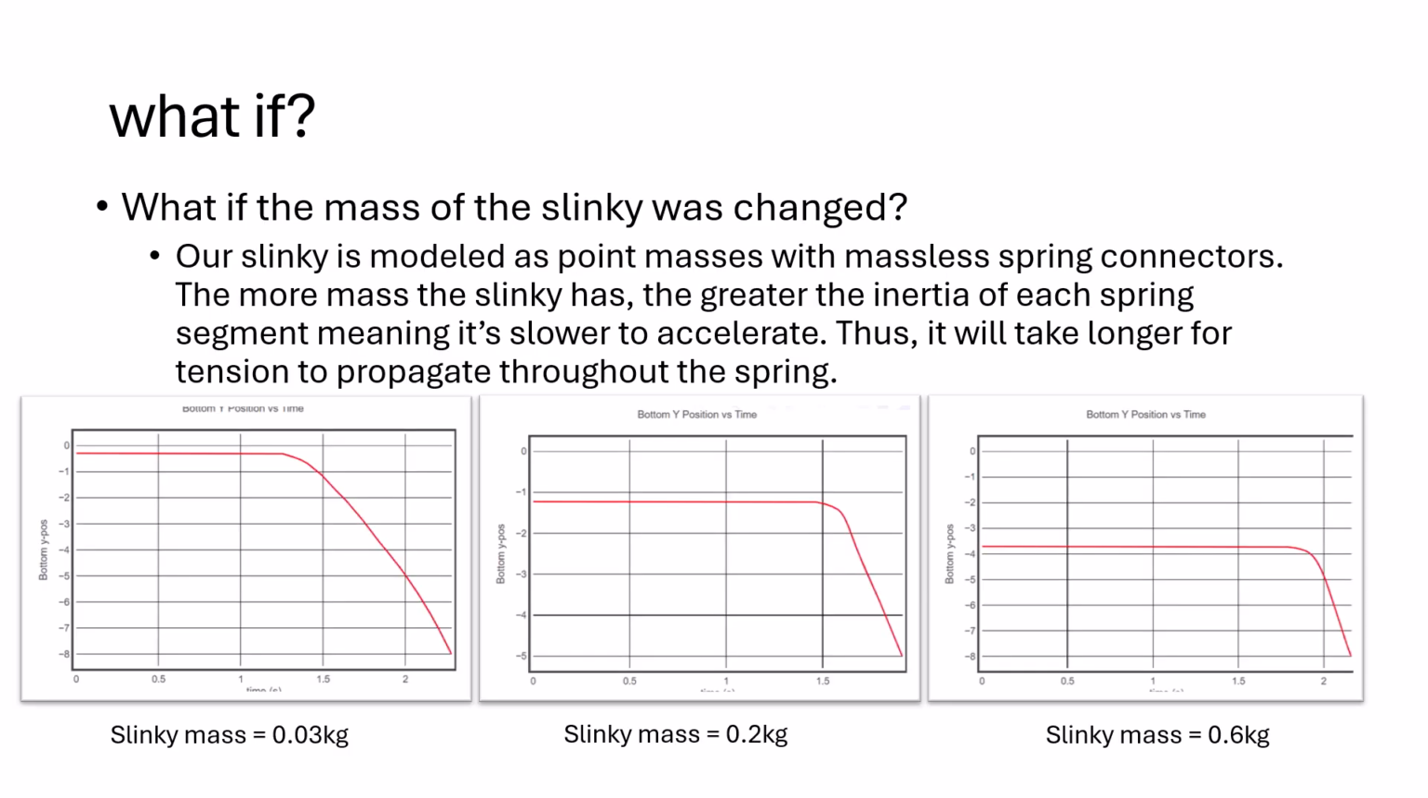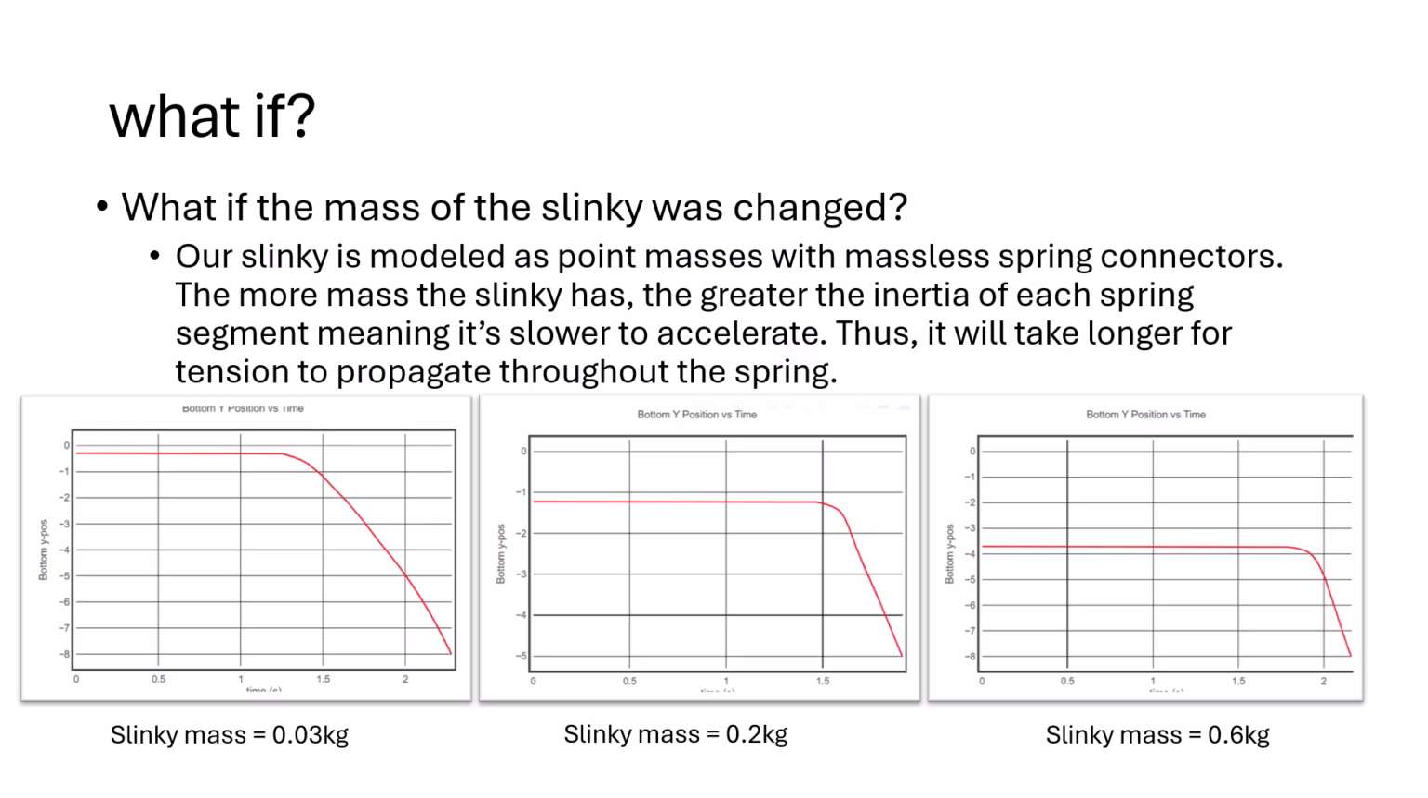We can also ask, what if the mass of our slinky was changed? Since our slinky is modeled as point masses with massless spring connectors, the more mass the slinky has, the greater the inertia of each spring segment, meaning it's slower to accelerate. Thus, it will take longer for tension to propagate throughout the entire spring.